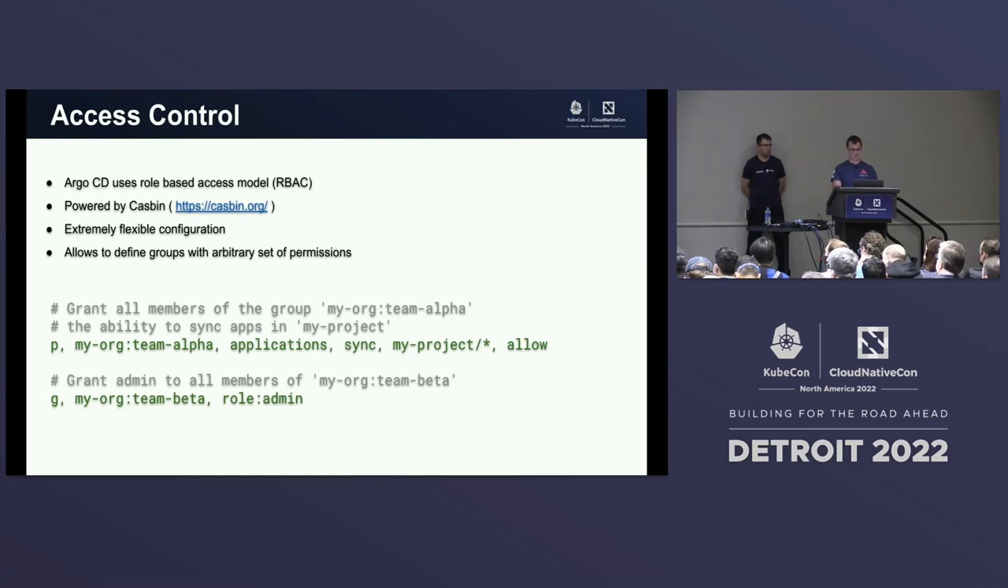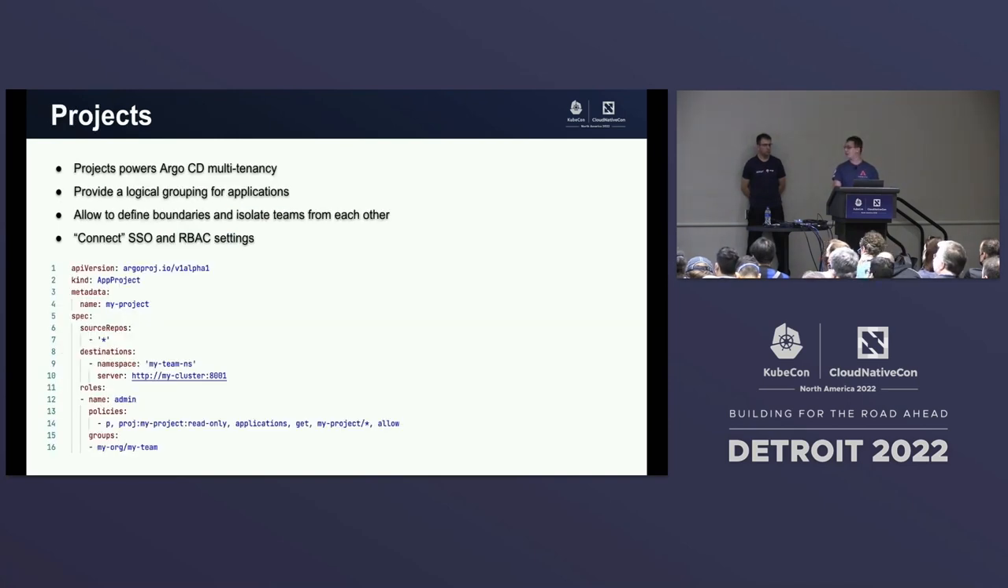And so now we have authentication and authorization. We get to make them work together. And this is maybe the last important concept that we have to learn before we jump into the demo. That concept is called an Argo CD project. And it's pretty much the core of Argo CD multi-tenancy functionality. It lets you take your configured SSO and your RBAC settings and link them together, make them work together. And what you can do using a project is group a bunch of applications.